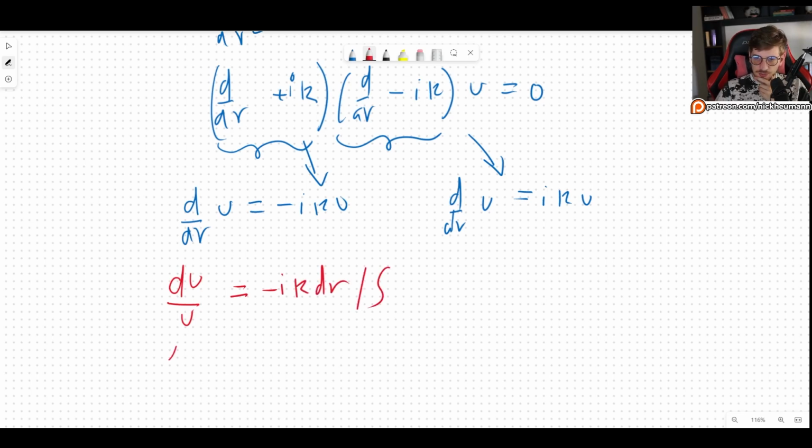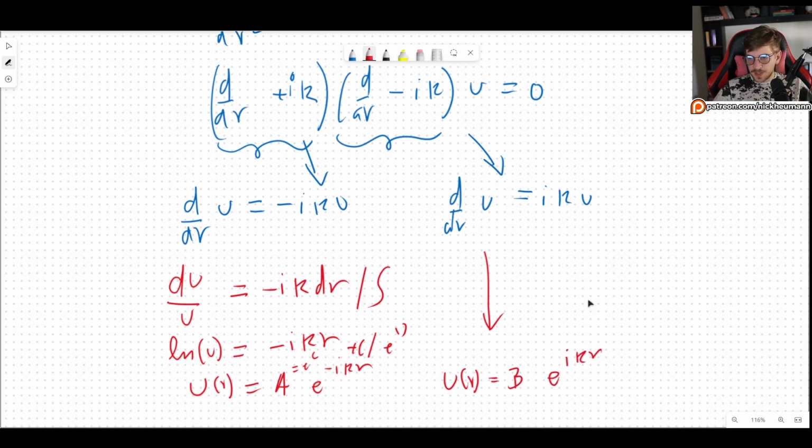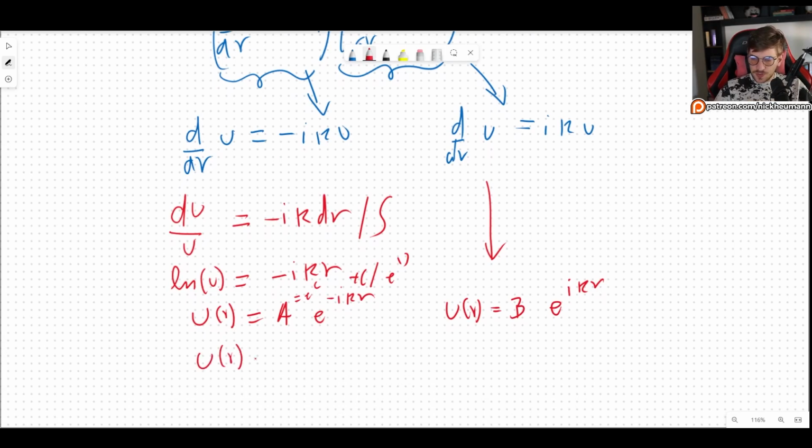Now we integrate. We get that the natural log of u is equal to minus ikr, plus some constant, of course. And now we simply have to exponentiate everything. And we get that u of r is going to be some other constant A, which is e to the c, times e to the minus ikr. I just did it very quickly. From the other differential equation, we get that the other solution is going to be some other constant B, e to the plus ikr. Of course, the complete solution will be a sum of the two. u of r will be A e to the minus ikr plus B e to the ikr.